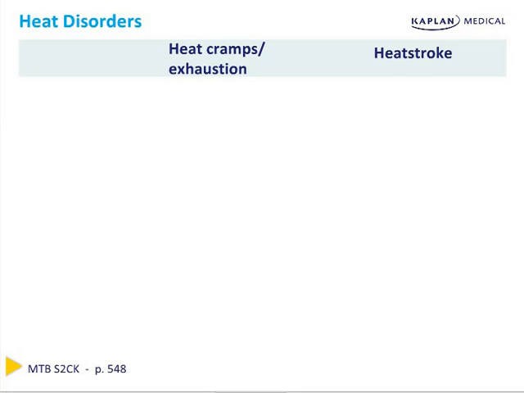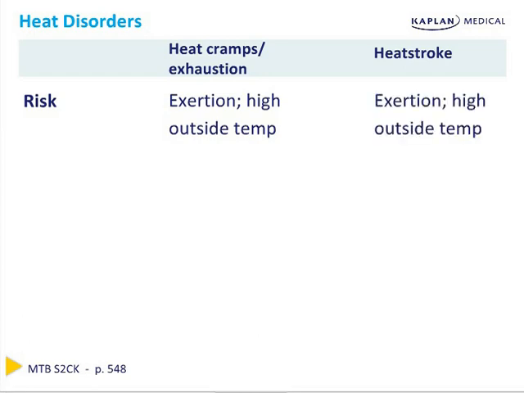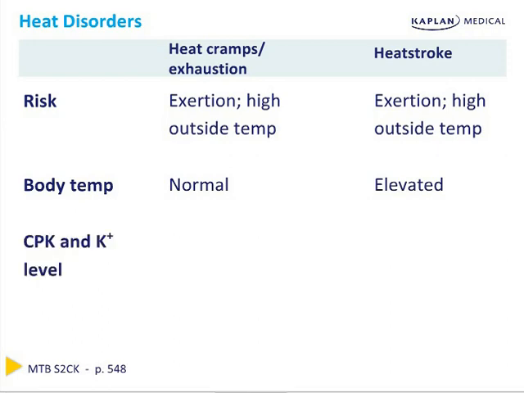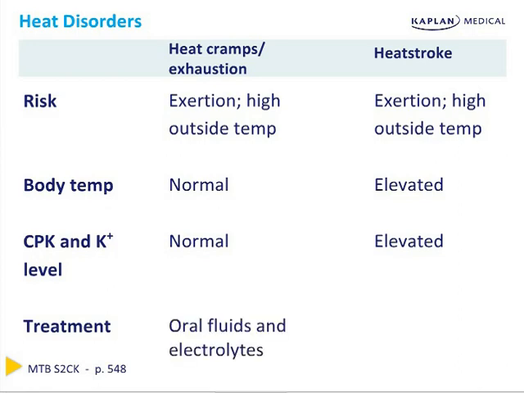The USMLE loves heat disorders. Heat cramps and exhaustion occur when you're exerting yourself and there's a high outside temperature. Heat stroke occurs in the same setting, high outside temperatures and lots of exertion. The body temperature with heat exhaustion is normal. Body temperature with somebody with heat stroke is elevated. CPK and potassium will be normal in heat cramps and exhaustion, but in heat stroke it'll be elevated. The treatment for somebody with heat cramps is oral hydration and electrolyte therapy. In somebody with heat stroke, it's actually IV fluids and evaporative therapy.